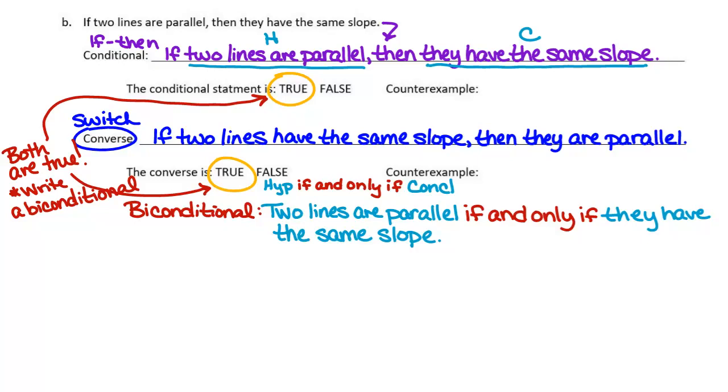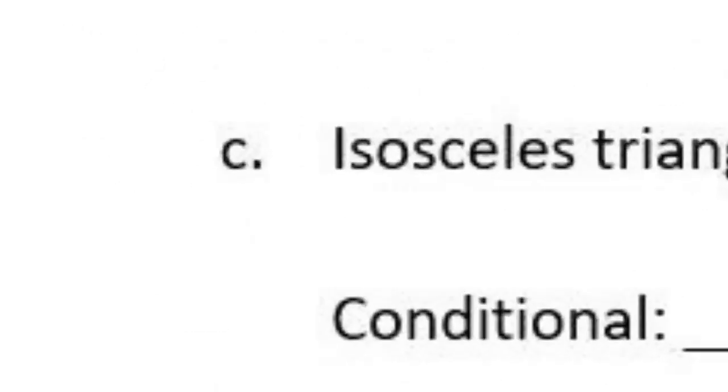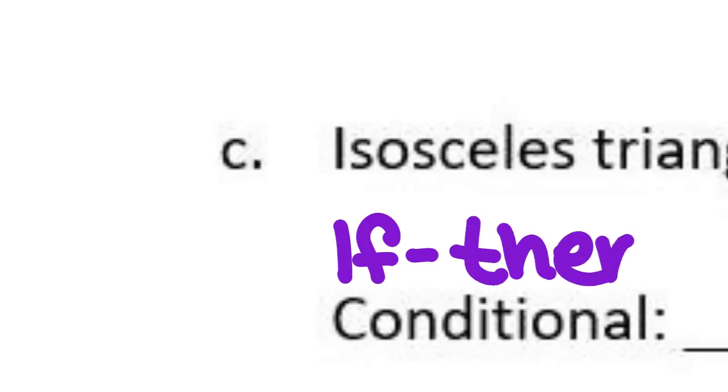Let's practice another one of these. Let's turn over to page 8. So we have the statement, isosceles triangles have at least 2 congruent sides. I need to take that sentence and turn it into an if-then. How can I turn that into an if-then?